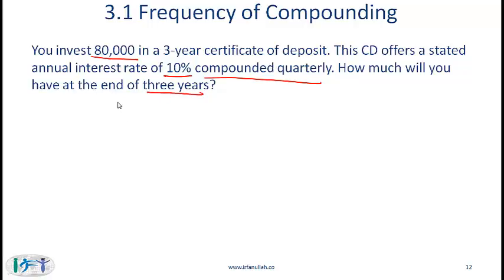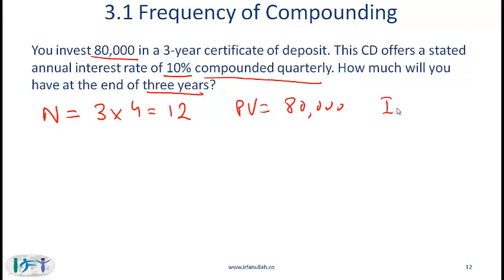How many periods do we have in this case? 3 years, and in each year we have 4 quarters. So the number of periods is equal to 3 times 4, which is equal to 12. What is our initial investment or present value? That present value is 80,000.